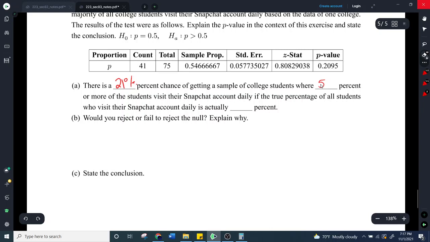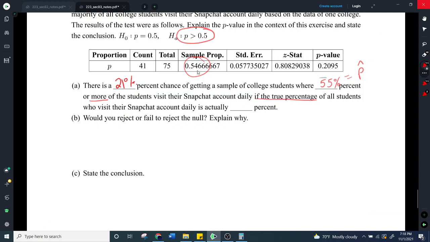Let's read this again. So your p-value is the probability of getting your particular sample or something more extreme. Your particular sample was right here. So it's the probability of getting a sample where 55%, right? That's your p-hat value, or more. And why is it or more? It's or more because of the way the alternative hypothesis is phrased. It's greater than, where 55% or more of the students visit their Snapchat account daily if the null hypothesis is true. So if the true percentage of all students who visit their Snapchat account daily is actually 50%, because that was our null hypothesis.